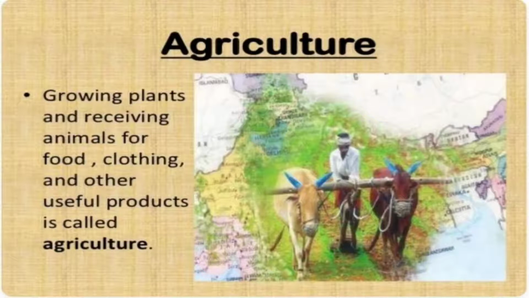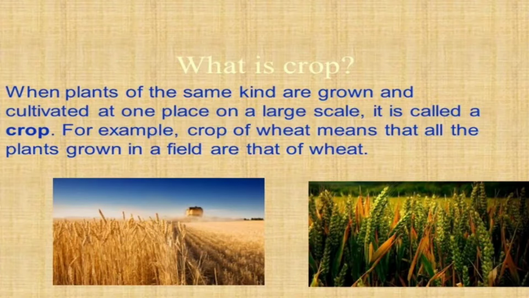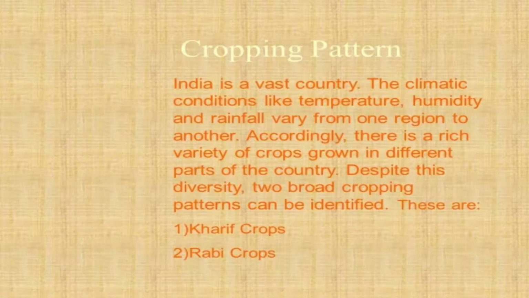So this much is clear about what a crop is. When the same kind of crop is grown on a large scale at one place, it is known as a crop. I have already told you that there are two kinds of crop, Kharif crop and Rabi crop. How are these different? Why do we give the names Kharif crop and Rabi crop?